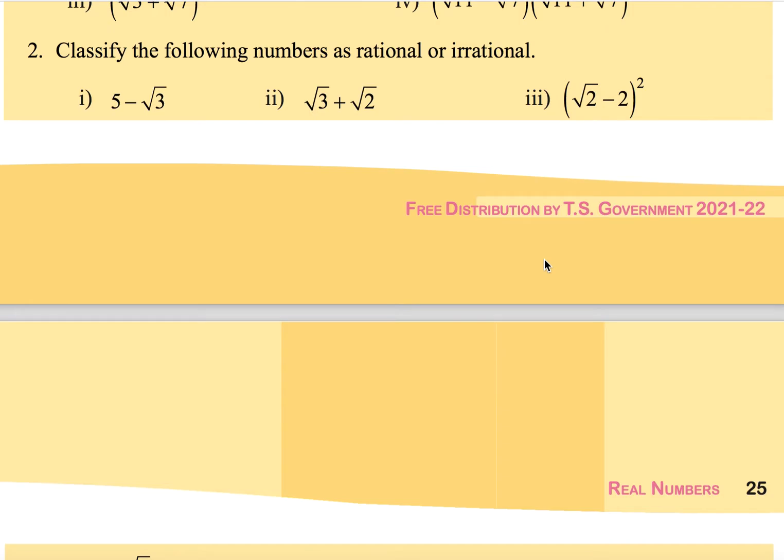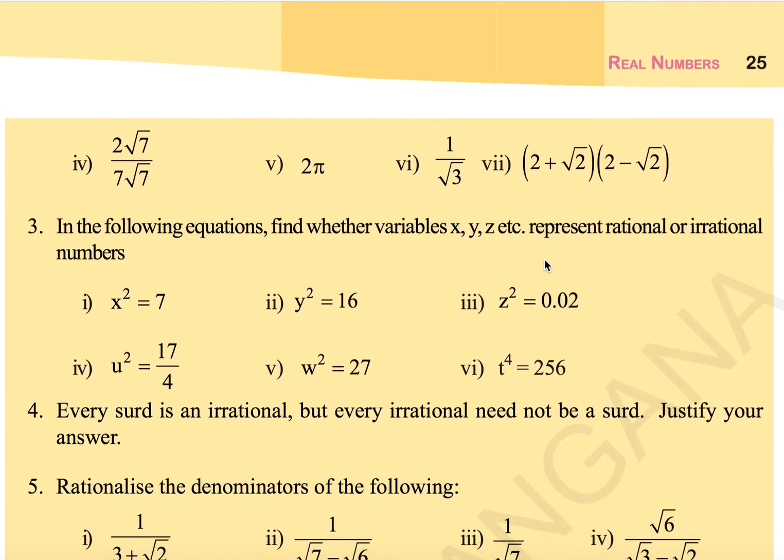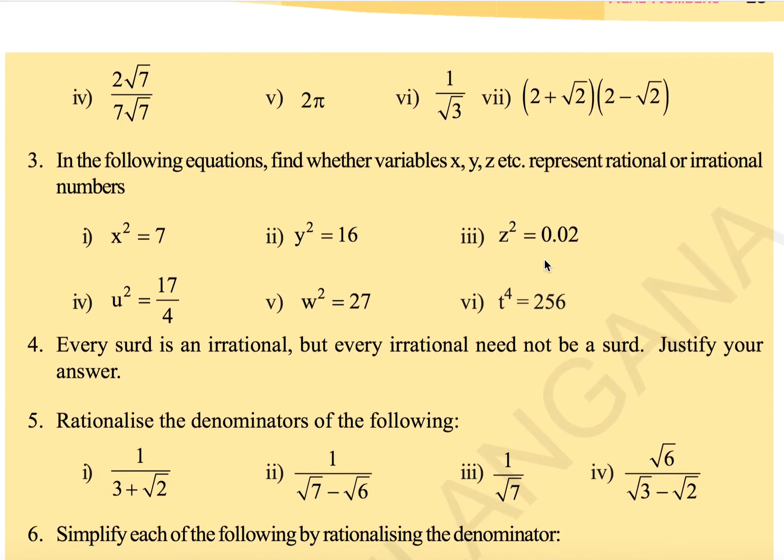Classify the following numbers as rational or irrational. 5 minus root 3, irrational. Root 3 plus root 2, irrational. Root 2 minus 2 whole square, that is also irrational. 2 root 7 by 7 root 7, rational. 2 by irrational. 1 by root 3, irrational. 2 plus root 2 into 2 minus root 2, that is rational, because 4 minus 2 is nothing but 2.